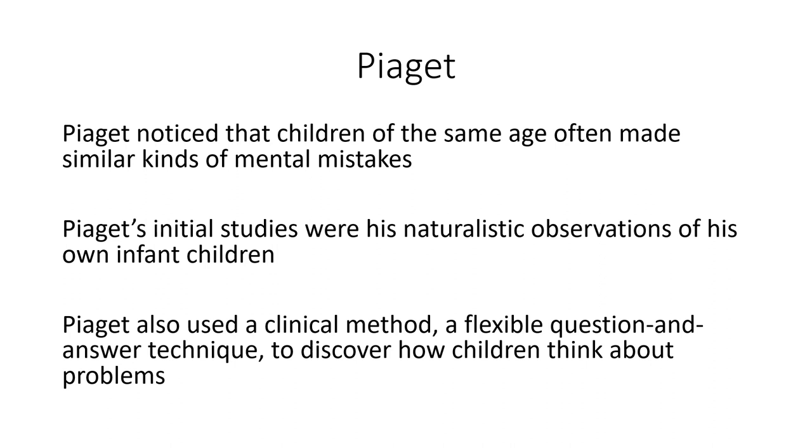But through his own children, he basically came to this conclusion: at this age, they tend to make this mistake. At this age, they make this mistake. And through that, he came up with stages of development in infancy and childhood. We'll talk about the good, the bad, the ugly of Piaget at the end, but for now, we are going to look at it and analyze what Piaget did.